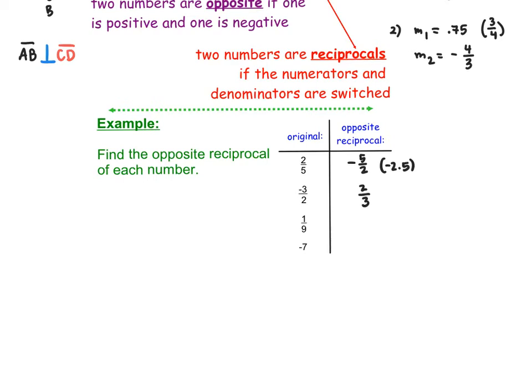The opposite reciprocal of 1/9 is negative 9. And the opposite reciprocal of negative 7 is a positive 1/7. Now you can start to get used to that idea of an opposite reciprocal. Let's look at a few more examples with perpendicular slopes.